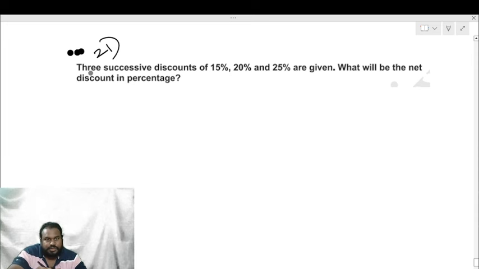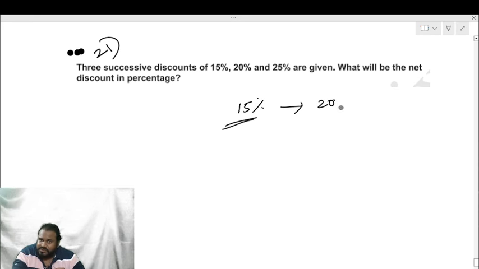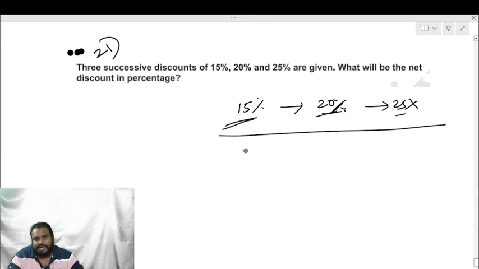Question 21. Three successive discounts of 15%, 20%, and 25% are given. Successively, first 15% is given, after some time 20%, after some time 25%. Sometimes on the same day, he got these kinds of discounts on a particular product. So what will be the net discount in percentage? How much discount he got in total? That's what he is asking.